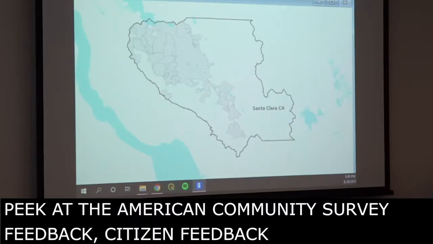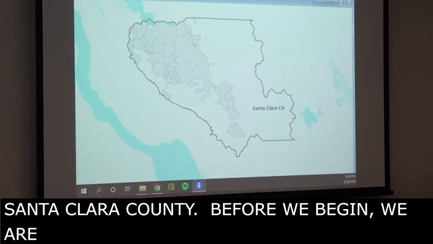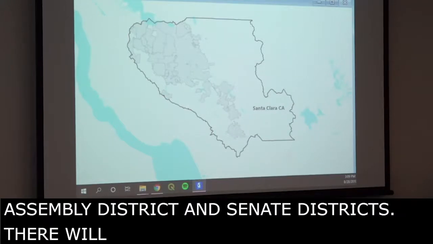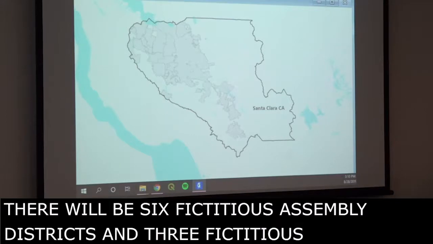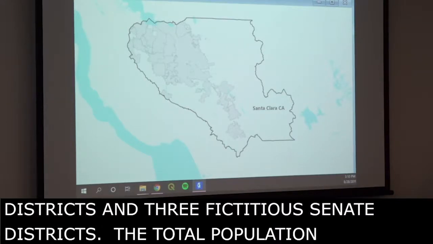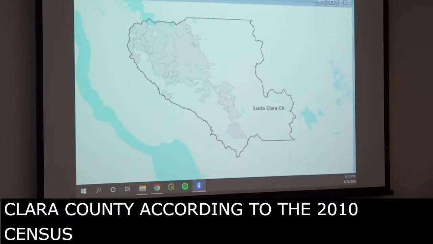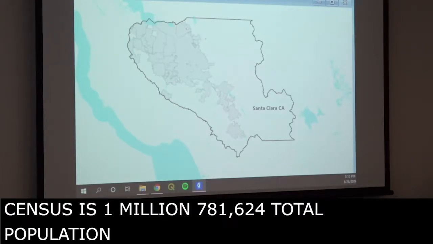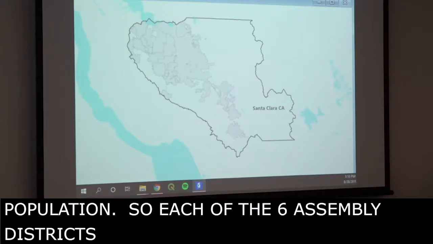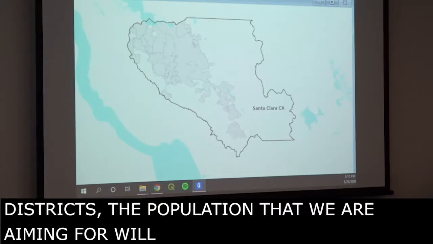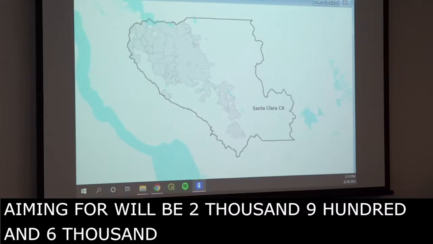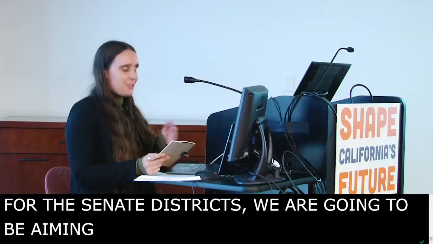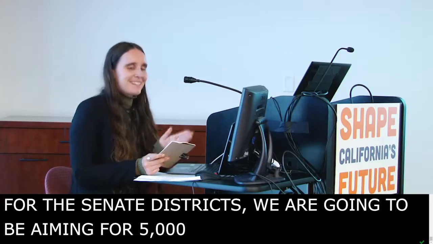So before we begin, we are going to be creating some fictitious assembly districts and Senate districts. There will be 6 fictitious assembly districts and 3 fictitious Senate districts. The total population of Santa Clara County, according to the 2010 census, is 1,781,624 total population. So each of the 6 assembly districts, the population that we are aiming for will be 2,906,940. And for the Senate districts, we're going to be aiming for 593,881.